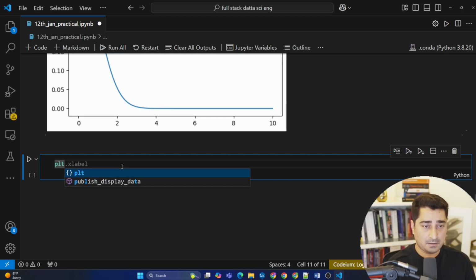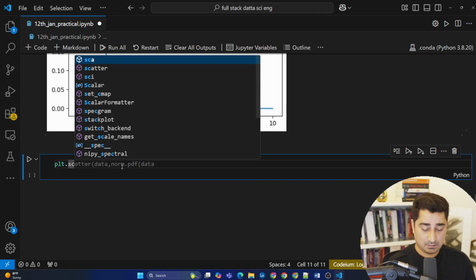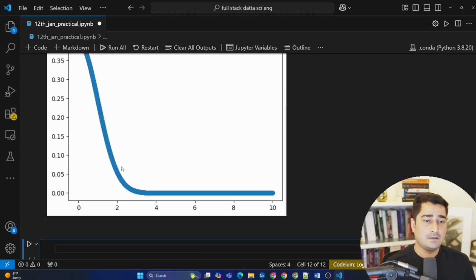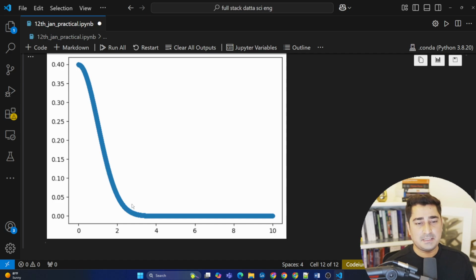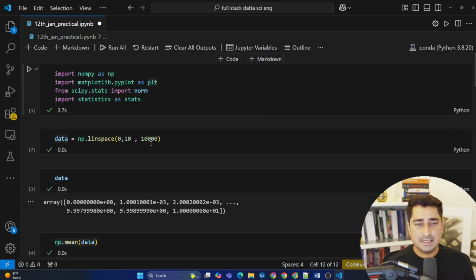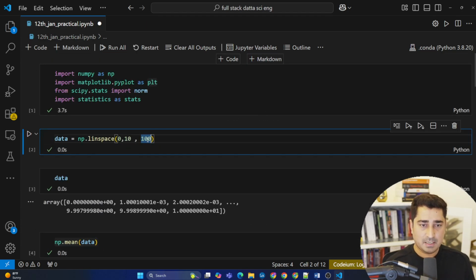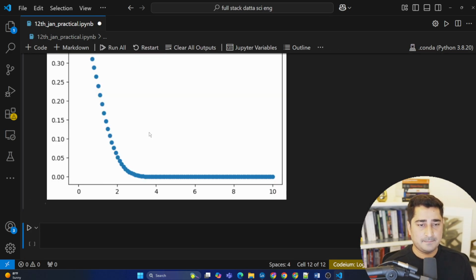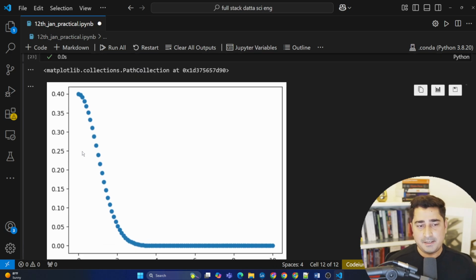For the same thing, plt dot scatter, I can try to choose data, this. Yeah. So these are the dots basically, guys, and it's combining all the dots. It's too dense actually. So if I'm going to reduce the data, let's suppose I give 100, you will be able to see dots for this data. Now see, I've just selected 100.